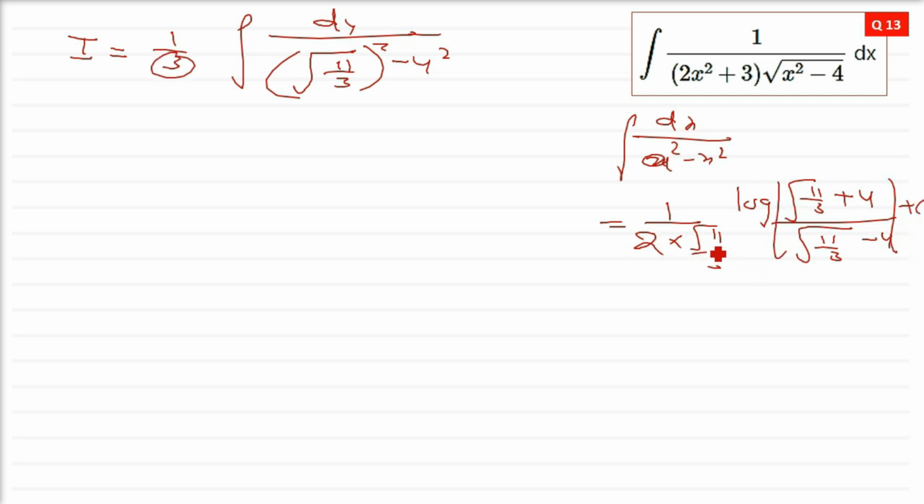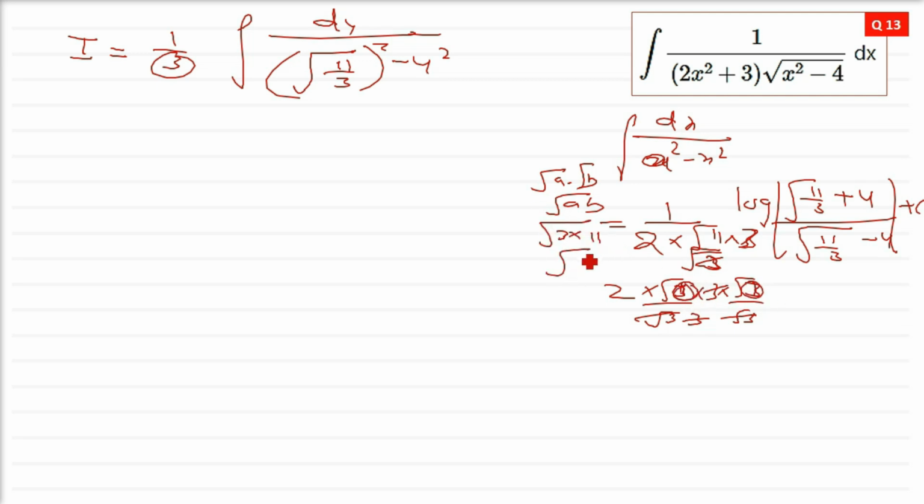So this 3 is already there, so you can just cancel 3 from here. 2 under root 11. Actually it's under root 3, sorry. It's under root 11 by under root 3. So this under root 3 can be multiplied in the numerator and denominator. Root a into root b can be written as root ab. So this 3 and 11 can be multiplied inside the root. It will give you 33 inside the root, and 2 is outside. So what are you going to get? 2 under root 33 outside, and then the log.